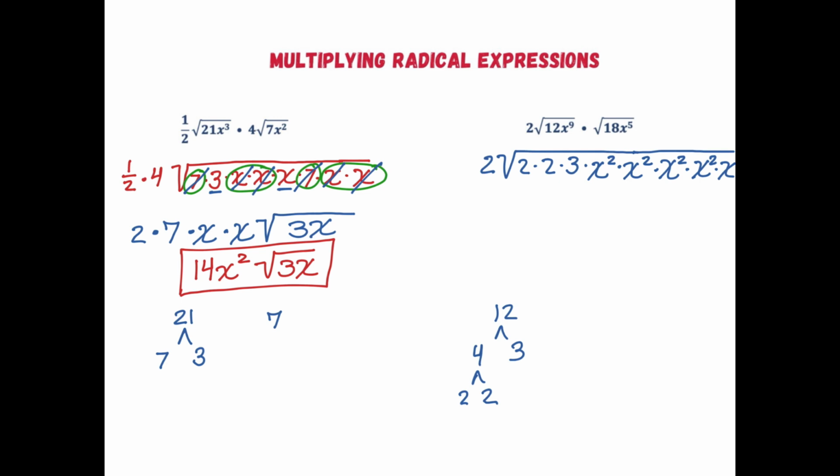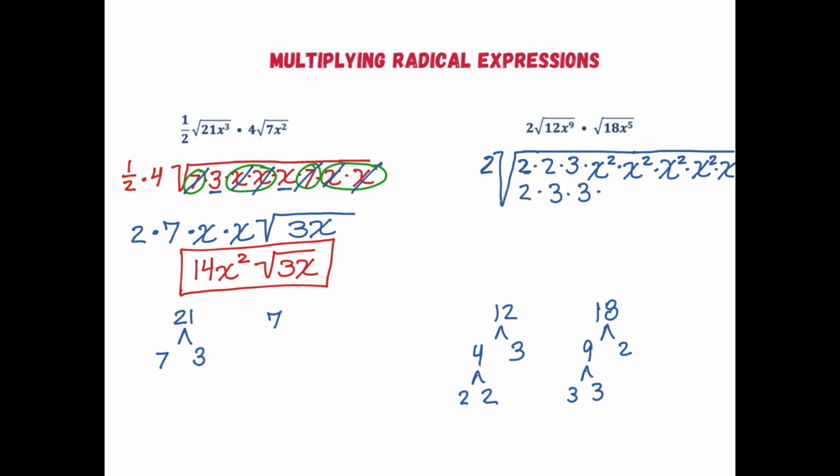So what I'm going to do is just write within this radical, I am going to write it underneath just to make sure I don't forget any factors. So now for 18, we have 9 times 2, and 9 is 3 times 3. So we're going to write 2 times 3 times 3.